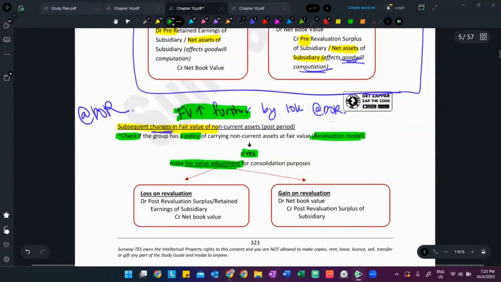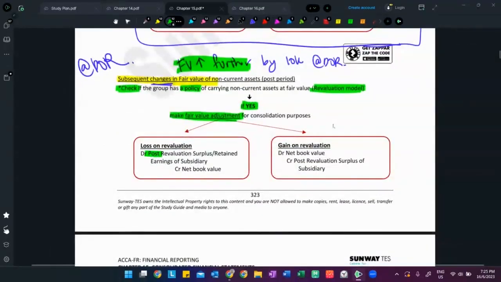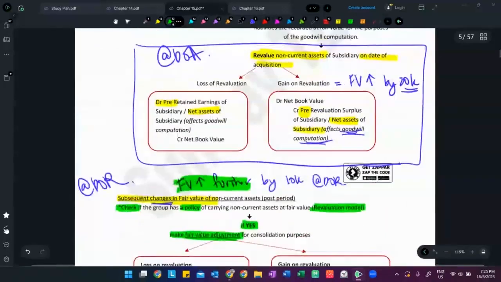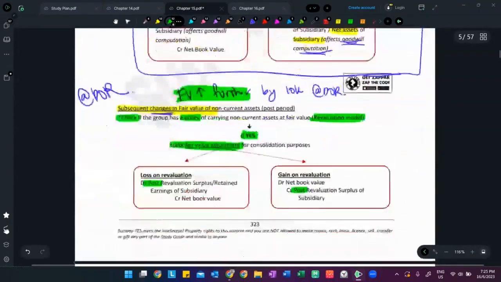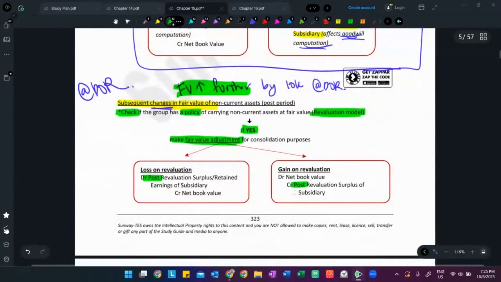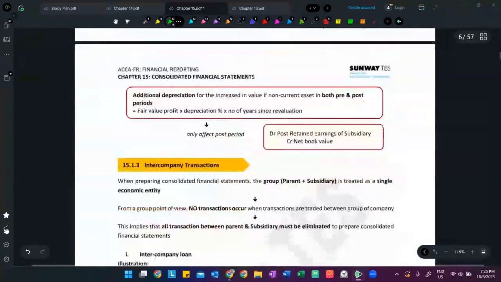And any adjustment at the date of reporting must be recorded in post. So look at these two, they are recorded in post, not pre. The one at DOA is always pre here. The one at DOR is always post. That's the difference. Okay. There's another thing right here on the next page.